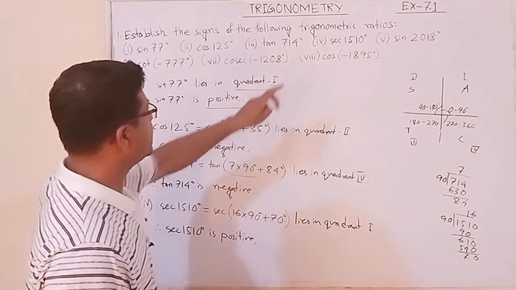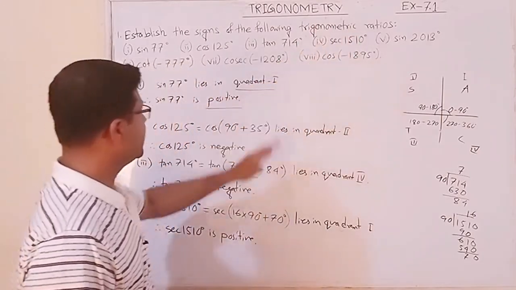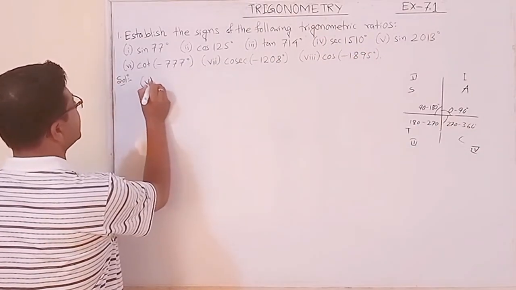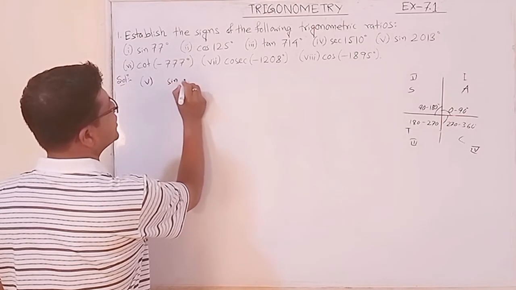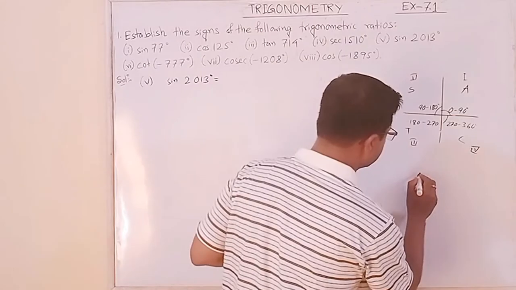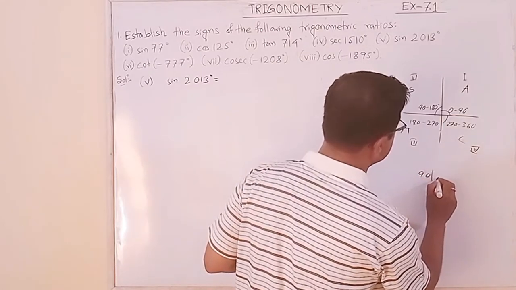Now up to this much is done. Now let us rub it so that we can do the remaining sum. Now let us do number 5. It is sine of 2013 degree. Let us convert it to 90. Let us divide by 90.